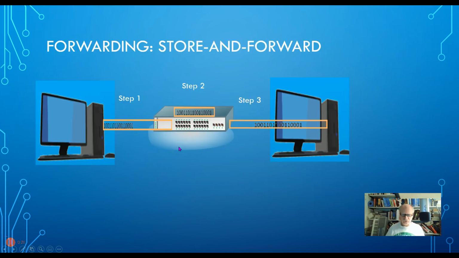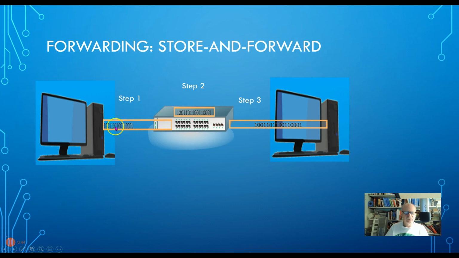Now, how do we get information through the switch? There are really three methods that we can use. And by the way, earlier the hubs and bridges did it this way, store and forward. Well, no, hubs did not. Bridges did store and forward.